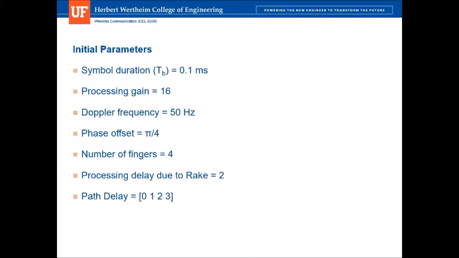So these are the initial parameters used for the Simulink model. The symbol duration is 0.1 millisecond. The processing gain is 16. Doppler frequency is 50 Hz. Number of fingers is 4. The processing delay due to Rake is 2, and path delay is mentioned.